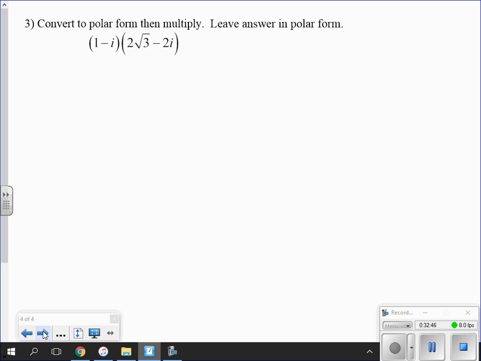So the first thing we need to do is convert into polar form. Do it one point at a time. For this one here, our r is the square root of 1 squared plus -1 squared, which gives me the square root of 2. So our r is the square root of 2.